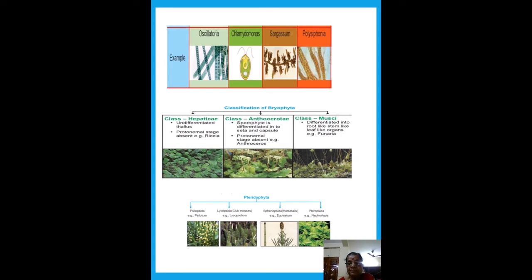About the Thallophyta. Then next, classification of Bryophyta: class Hepaticae, class Anthocerotae, class Musci. Hepaticae has undifferentiated thallus, Riccia and Marchantia. Anthocerotae, example Anthoceros. And class Musci, the stick-like structures standing up are producing the spores. Example Funaria, what you are seeing in this figure. This is Anthoceros and this is Riccia.